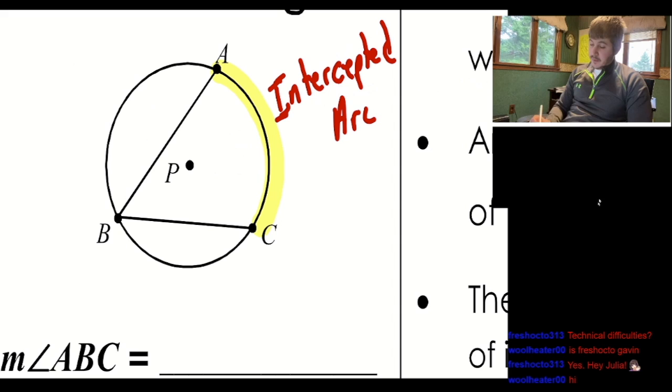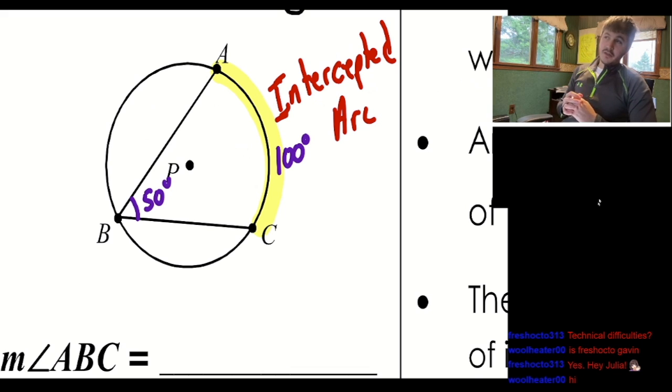So for example, if this arc down here was 100 degrees, that means the inscribed angle where the vertex B is right now, that angle would be 50 degrees. So they can go in either direction with this. If they give you the angle, you need to double it. If they give you the arc, you're going to need to cut it in half. And just kind of going back and forth between these two things.